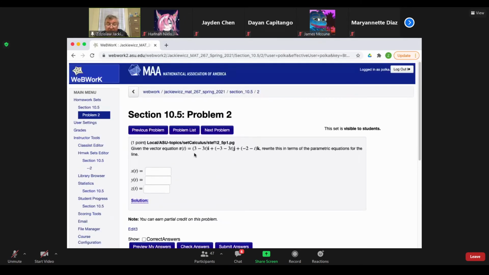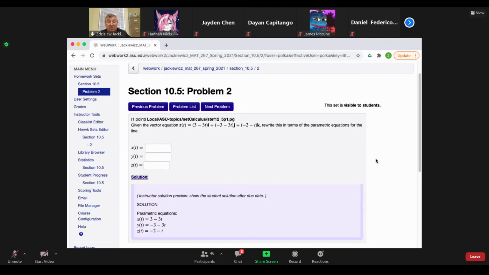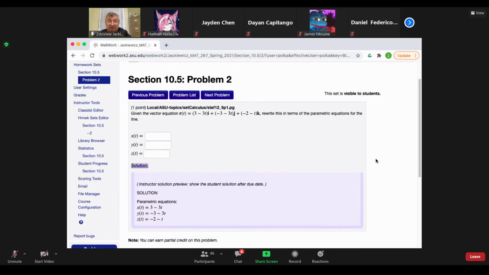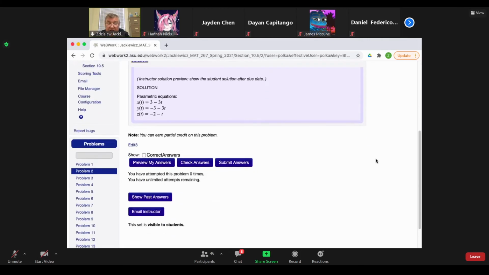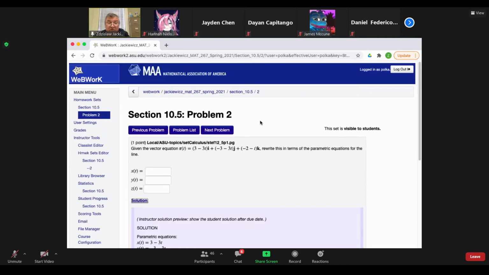Given the vector equation r of t, write it in terms of the parametric equation. Again, nothing to do. So x of t is 3 minus 3t, y of t is minus 3 minus 3t, and z is equal to minus 2 minus t. Nothing to do here, just notation. So again, most problems are routine, as I said. Maybe there are 2 or 3 where you have to think a little, but most of them are absolutely routine problems. Next one.